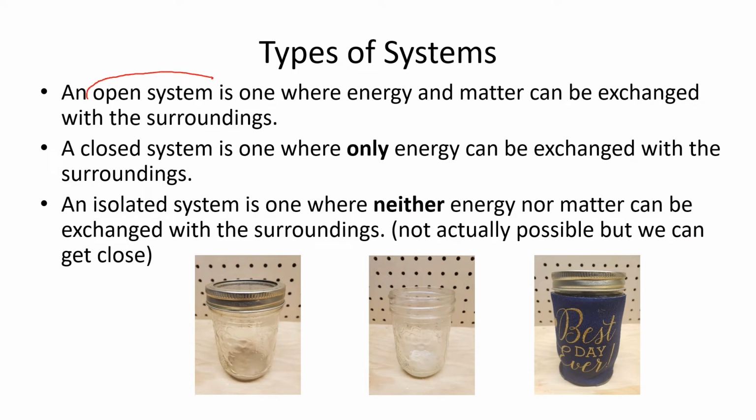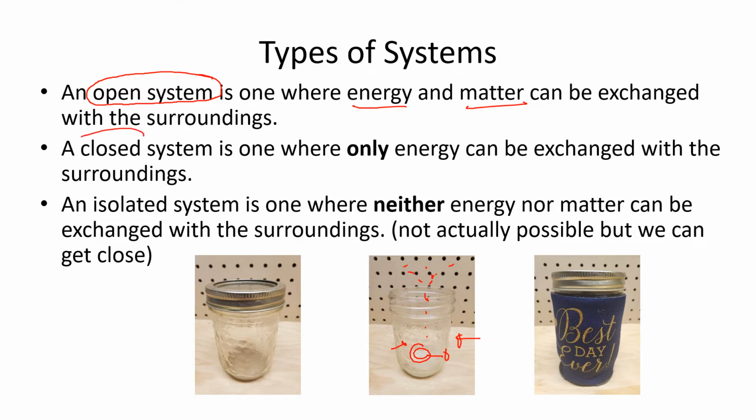So there are three different systems that we're going to look at. One's called an open system, and this is where energy and matter can both be exchanged with the surroundings. That would be this example here. If you put something in this cup, heat can go in and out. Also matter, if it boils or something, could fly away. There's nothing keeping it there.